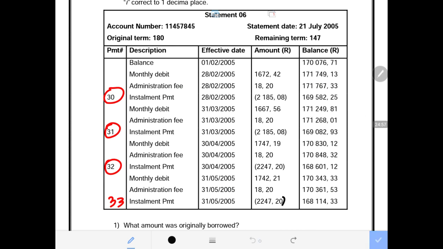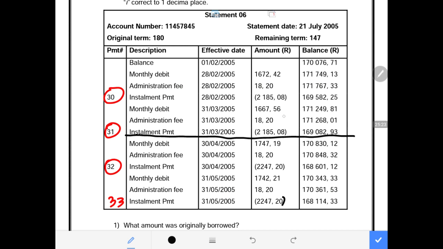So now our present value has to be based on the first annuity before the interest rate changed, because the loan was borrowed and it was agreed that 2,185.08 must be paid every month. And I said to you that this 2,185 includes an administration fee, because I want to highlight that. You may ask, what do I mean is included?